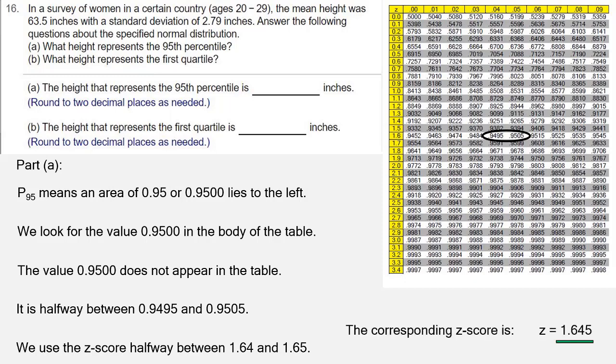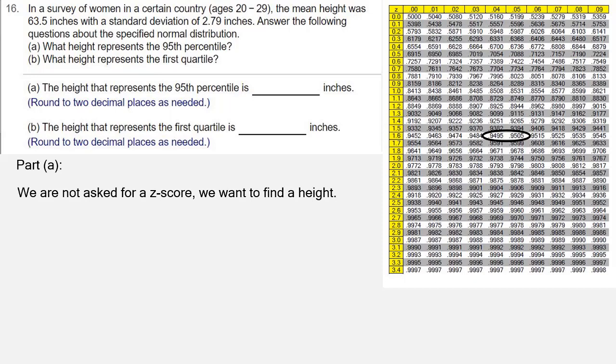So that's our z-score. But understand, this question doesn't ask for a z-score. This question asks for a height. And so that means we need to use the x-value formula that we find in our notes. The x-value formula is that x is equal to mu plus z times sigma. We have mu, z, and sigma, so we can figure out the value of x.